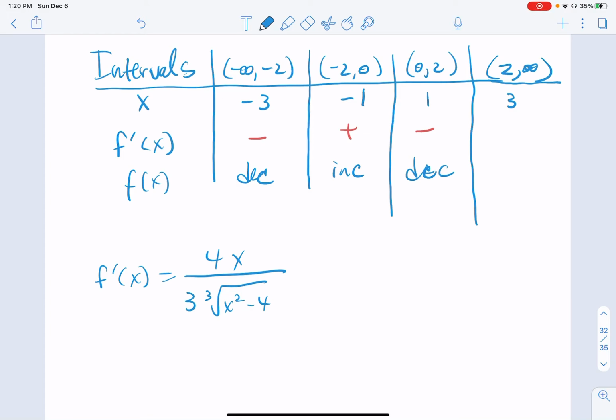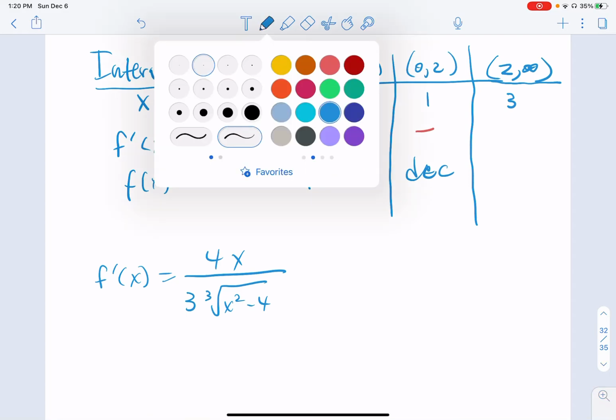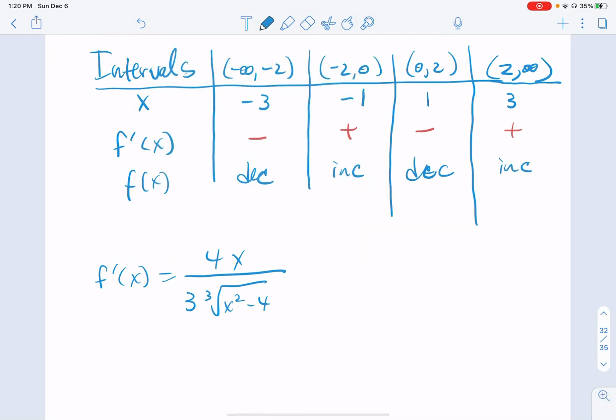Okay, and then lastly, if I stick in a positive 3, 3 is positive up here. 3 squared is going to be 9. It's going to be a 5 there. Cube root of a positive is positive. Positive divided by positive is positive, meaning we're increasing on this interval.